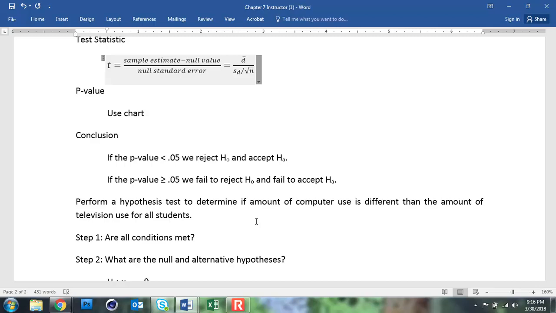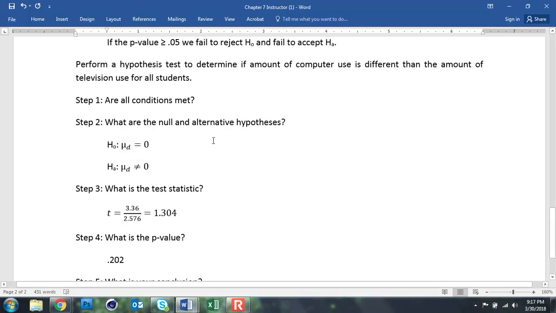So let's perform a hypothesis test to determine if the amount of computer use is different than the amount of television use for all students. Spoiler alert, we should not find significance here because in our confidence interval we said that they were not significantly different, so we shouldn't find significance here either. Are the conditions met? Yes, they are. It doesn't matter if our data is normal because we have a sample size of at least 30 and it's random enough. There's no inherent bias for students taking a statistical literacy course in liberal arts or something like that, whatever the class was. So we'll say yes, the conditions are met.